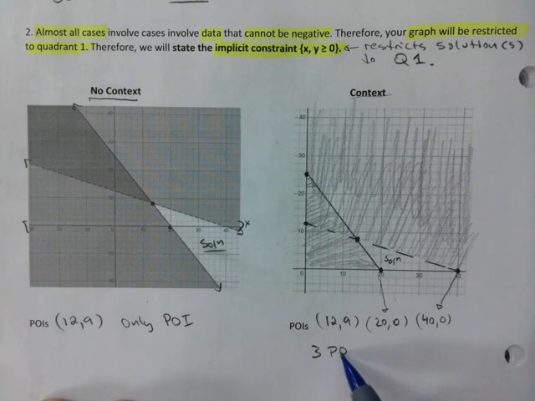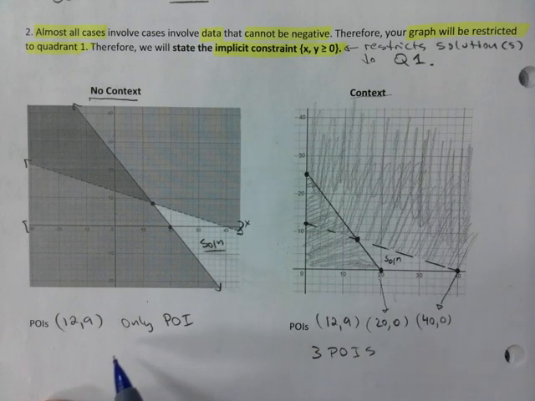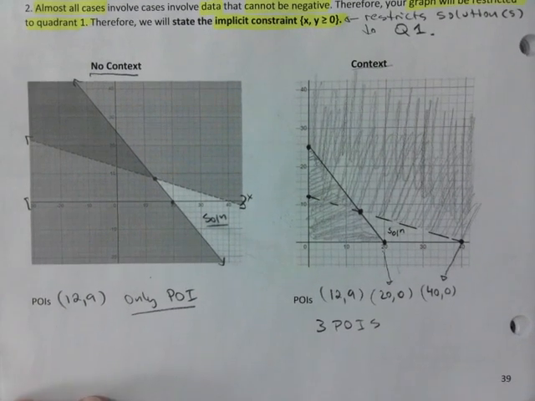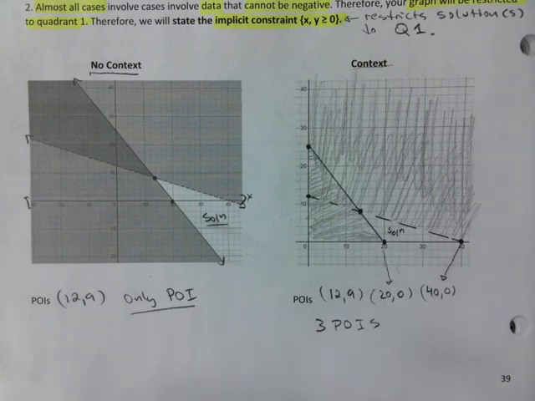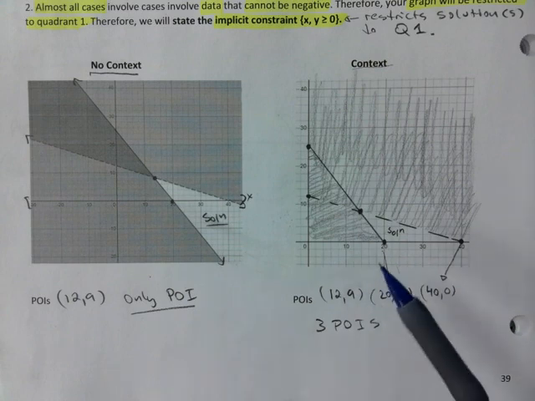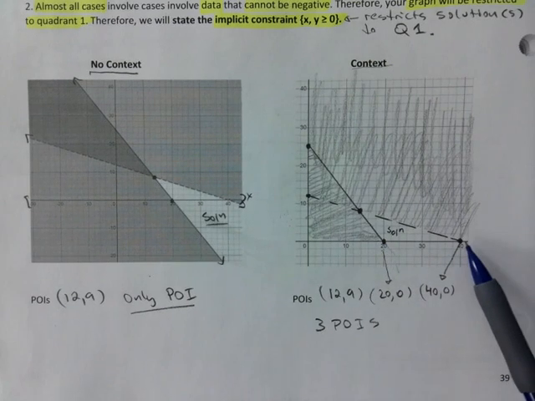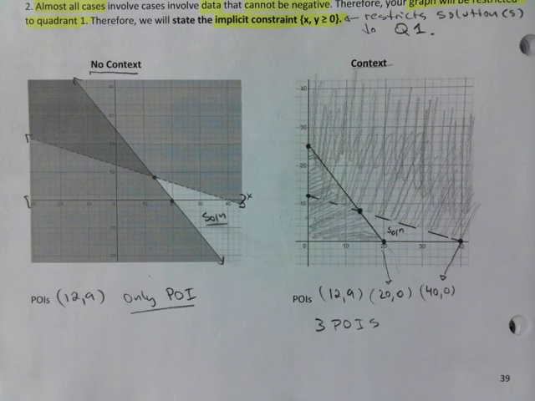3 POIs, and this is the only POI on there. So that's how it's going to be different between word problems. And some students have the temptation to, like, put an arrow here and continue it just in case, right? No, don't do it. If it's a word problem, you stick with quadrant 1. Okay.